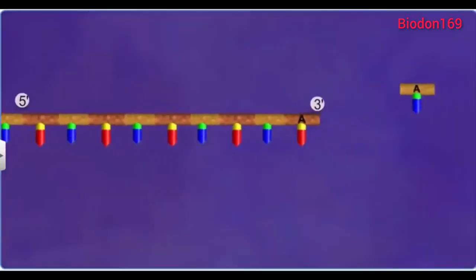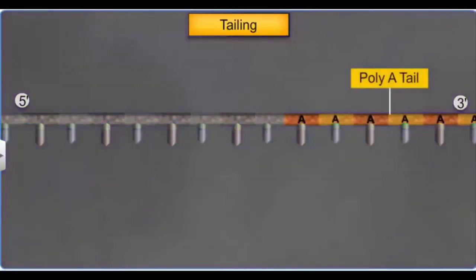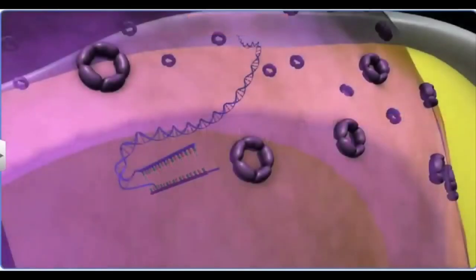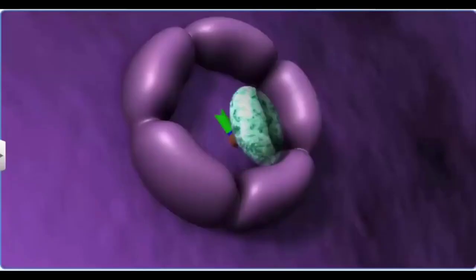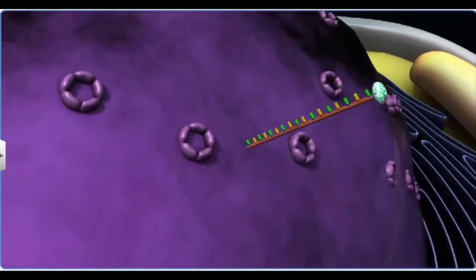Finally, in the tailing process, about 200 to 300 adenylate residues are added to the 3' end of the hnRNA in a template-independent manner, giving rise to a poly-A tail. This process is also known as polyadenylation. After these processes, the hnRNA becomes mRNA, and the transcription process ends. The mRNA can now be transported out of the nucleus and further used for the process of protein synthesis during translation.